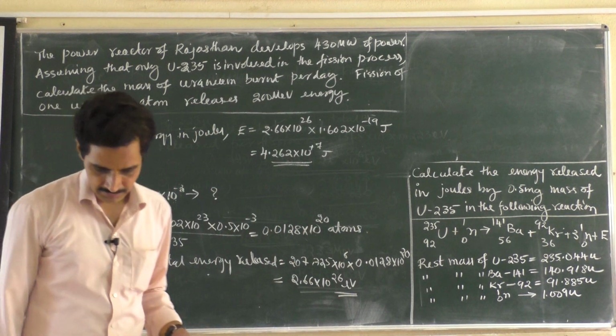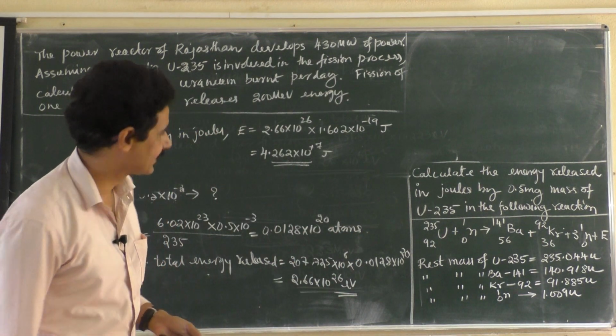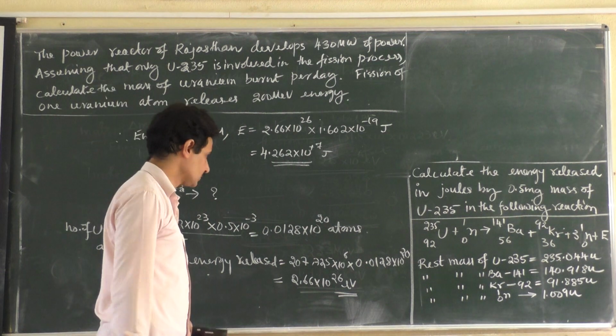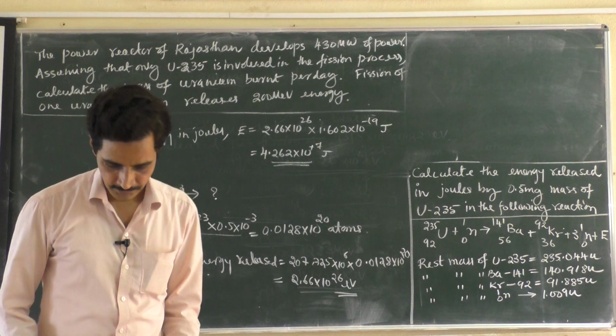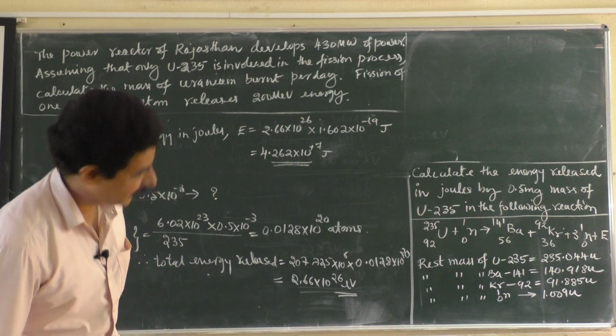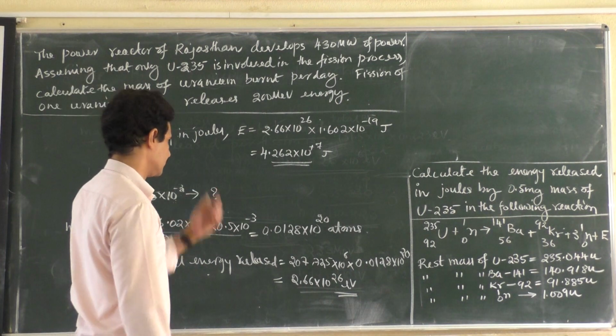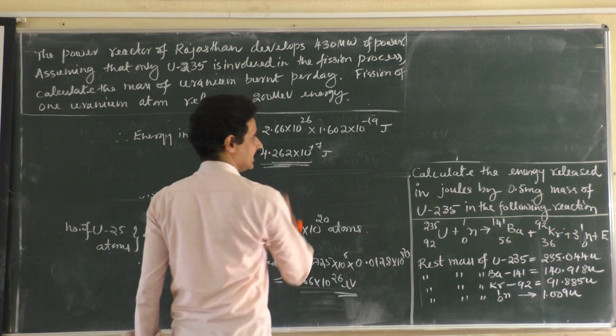I have a doubt. Yeah, it's exactly correct. 4.262 into 10 to the power 7 joules. Yeah, 4.256 I got, but there may be a small difference. This is the answer in joules.